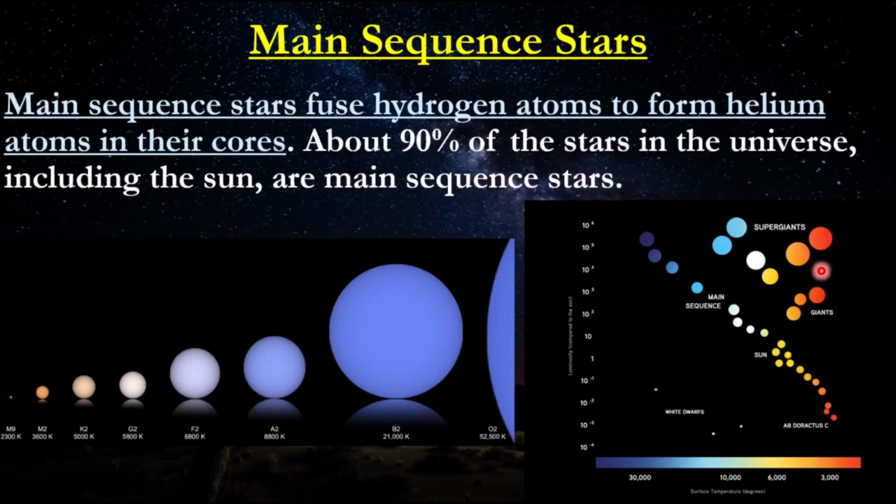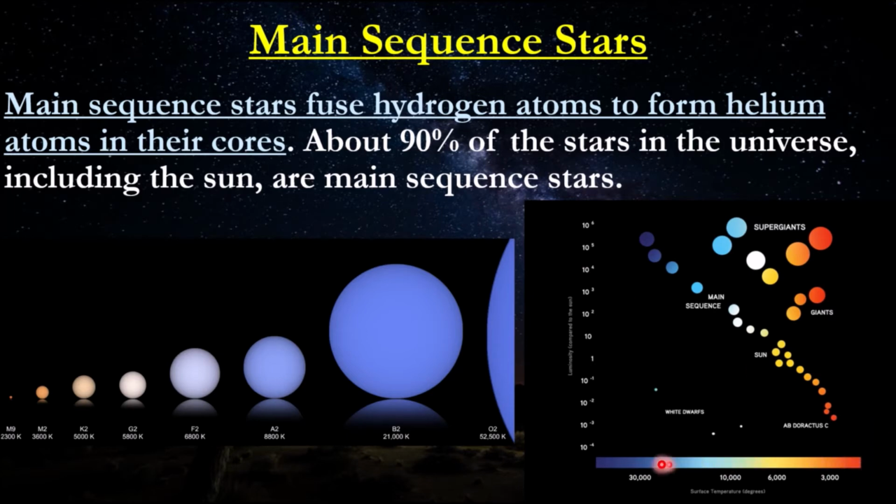So the main sequence stars fuse hydrogen atoms to form helium in their core. This is a process known as nuclear fusion. This is where we produce most of the energy and other forms of radiation. About 90% of all stars in our universe, including our sun, are main sequence stars.